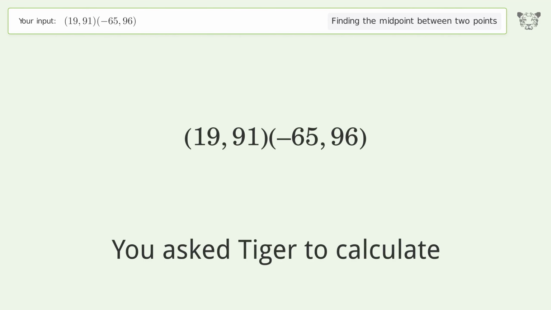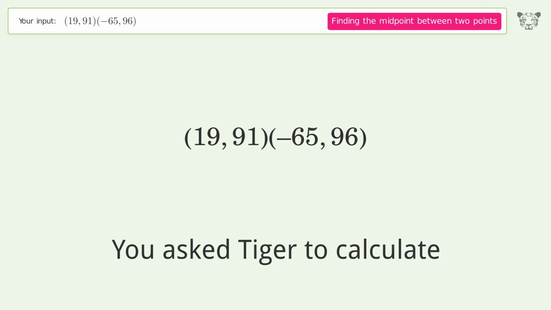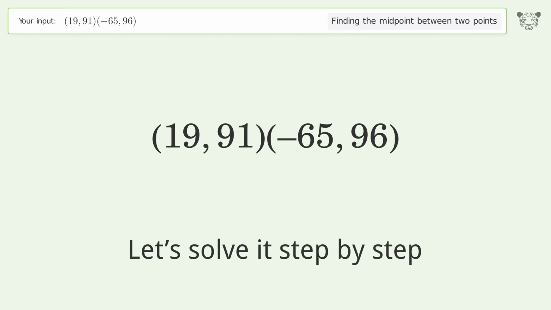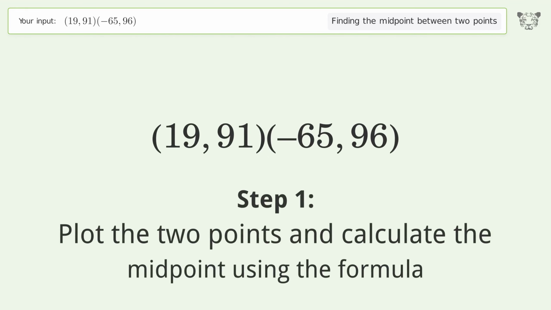You ask Tiger to calculate. This deals with finding the midpoint between 2 points. The midpoint between the 2 points is negative 23, 93.5. Let's solve it step by step. Plot the 2 points and calculate the midpoint using the formula.